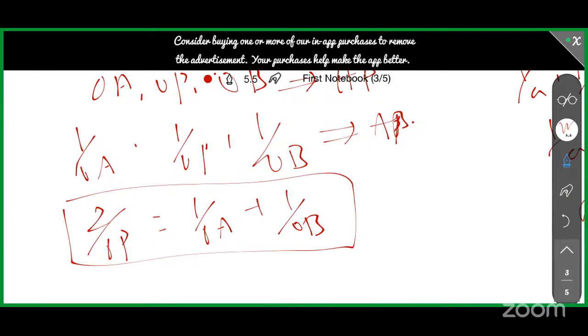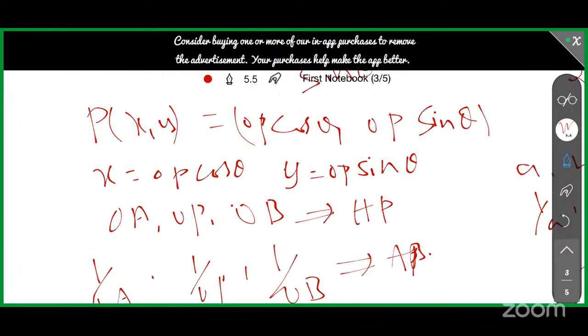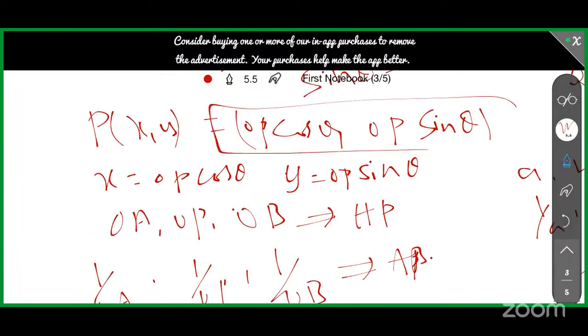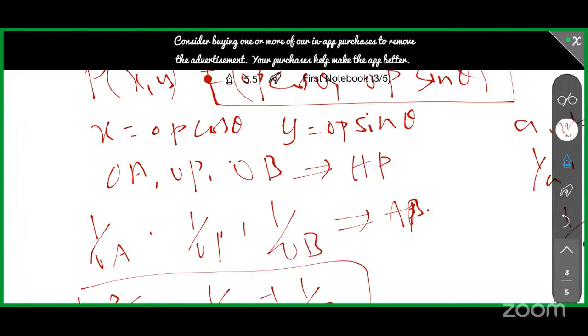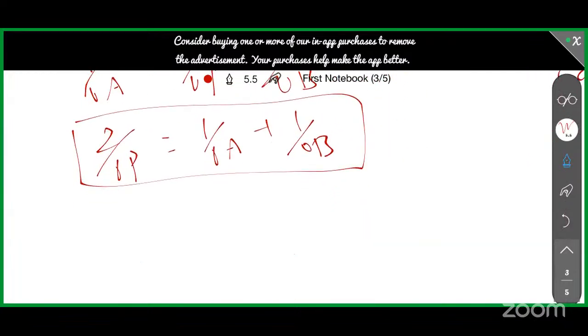First, solve only the right hand side. Once this is done, cross multiply, then you'll get everything in terms of OP into something. Equate that with P(x, y). What is my P(x, y)? See here, my P(x, y) is this one. So you will get this general equation. One general equation you will get like this. So you equate both, and then you will get the equation.